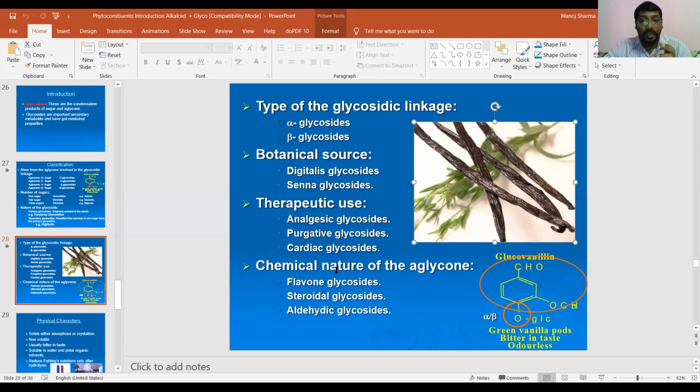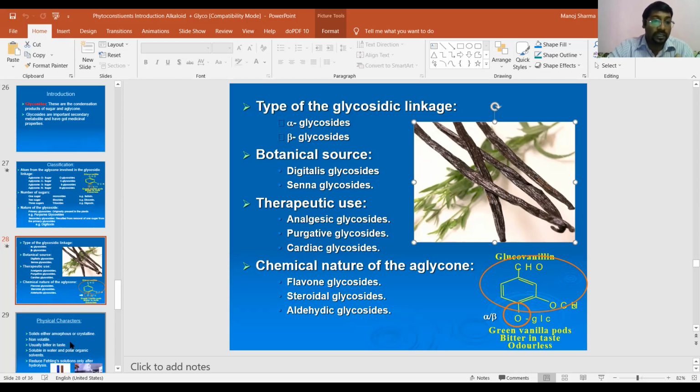We can have glycosides which you can use as diuretics as such. Then licorice glycosides, the glycosides which you can use in various throat actions, and then various inflammatory actions and infections. That can be one more category. Then we can divide glycosides on the basis of the chemical nature of the aglycone. Aglycone can be flavonoid, it can be steroidal, it can be aldehydic, it can be saponins. So likewise we can divide.